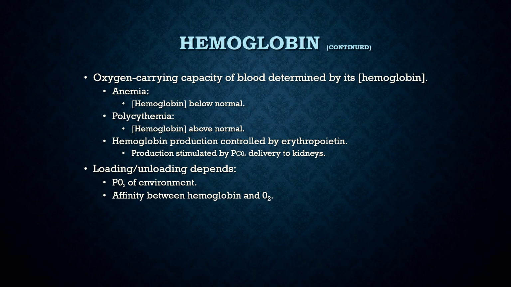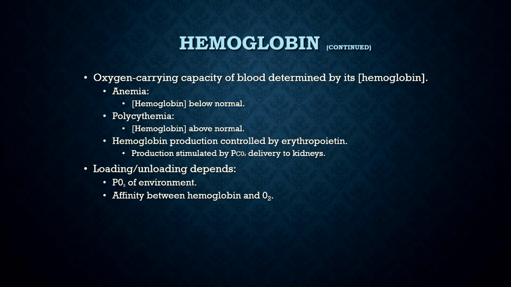The oxygen carrying capacity of blood will be determined by the concentration of hemoglobin. And so this is the maximum capacity of hemoglobin to bind to oxygen. And so some conditions can occur. So anemia is one of them, where we have concentration levels of hemoglobin that are very low. Also, we have polycythemia, which is the opposite, and it has high levels of hemoglobin that are above normal due to an increase in red blood cell count.